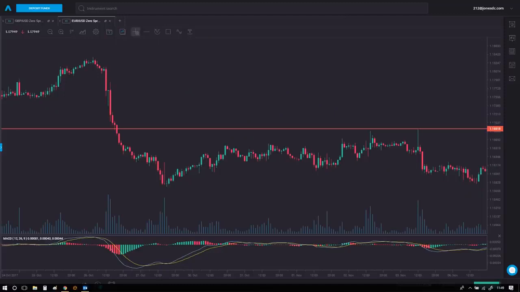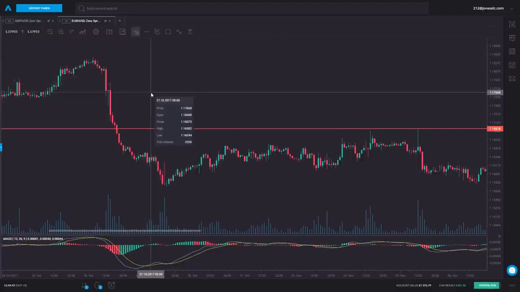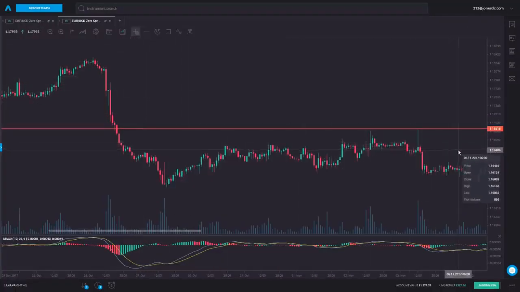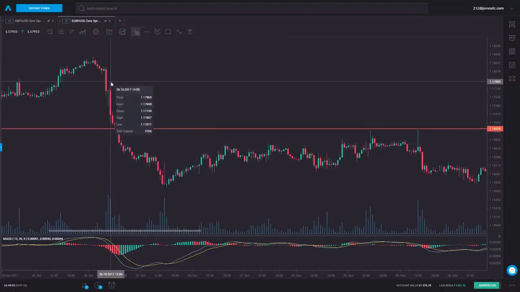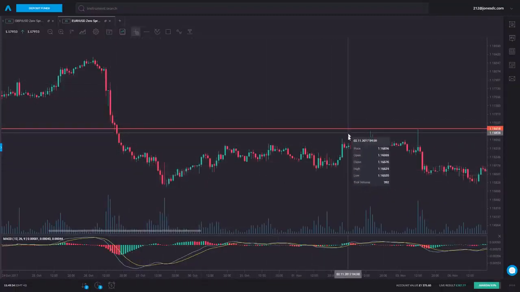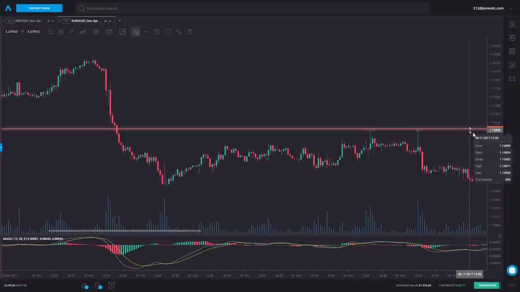Here's a short-term example on a foreign exchange pair, euro-dollar, zero spreads. What we're looking at here is the end of October through to the first week in November, and we've seen the euro slid heavily, has rallied, but it really can't get through 116.91.